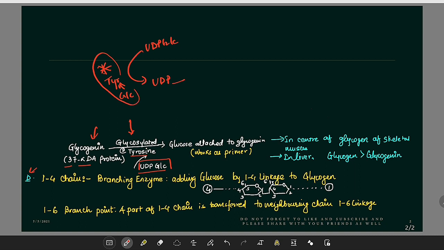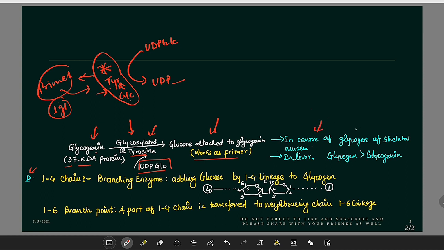This glycosylated tyrosine protein, glycogenin, works as a primer. And if you can imagine, suppose this is the glycogen which contains a single glucose in it. So the glycogenin molecule is glycosylated at the tyrosine with the UDP-glucose, the glucose is attached to the glycogen, and it works as a primer molecule. There is a difference in this structure in the muscles and the liver.